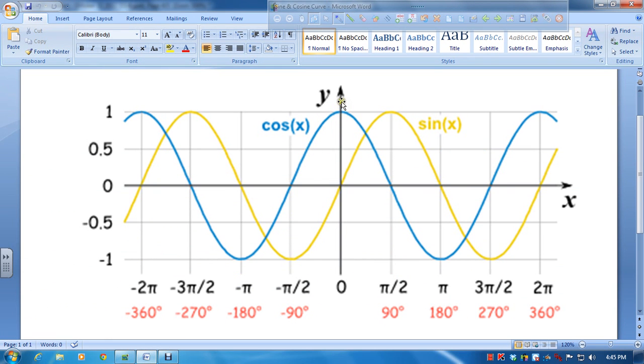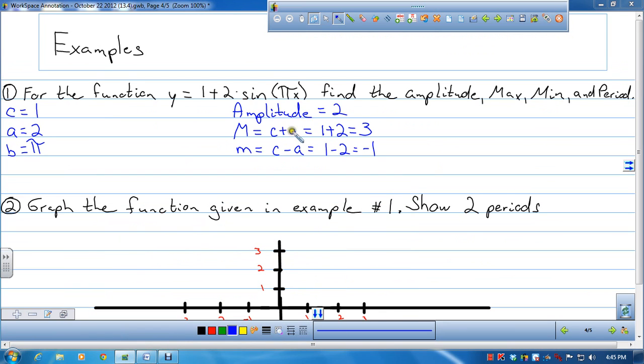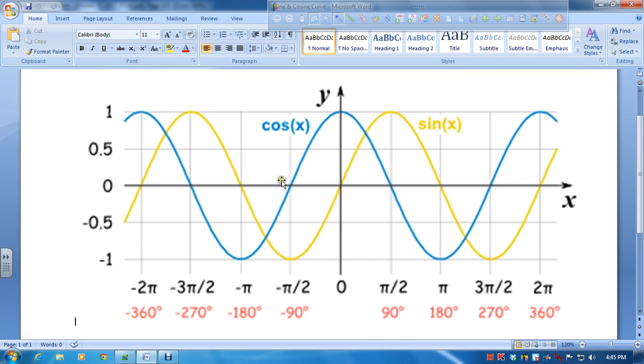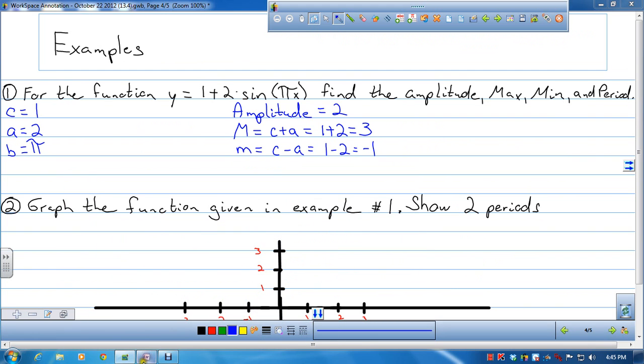So it's like I stretched this up to 3, and this stayed here, but my middle changed, right? Because my amplitude was 2. So by my amplitude being 2, that means my middle will have changed to 1, and it will go up 2 to 3 and down 2 to -1. And this will be a little easier to see when we start to graph them on our Inspire.